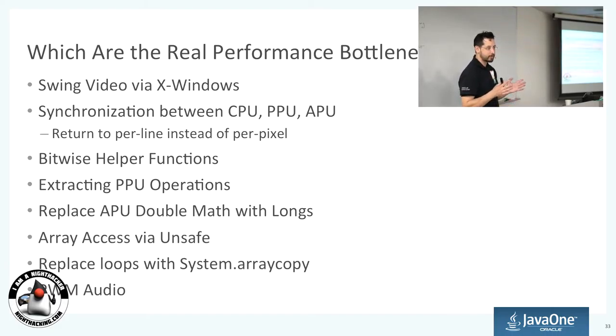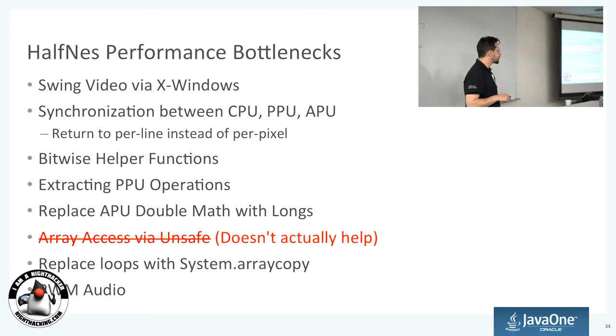Double math is slower, floating point is slower. The long arithmetic is much, much faster on the Raspberry Pi. And also, I tried to take the array access and modify it to use unsafe to avoid bounds checks. But it turns out this doesn't actually help.